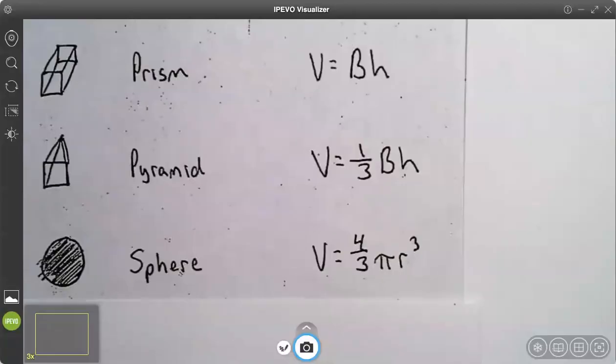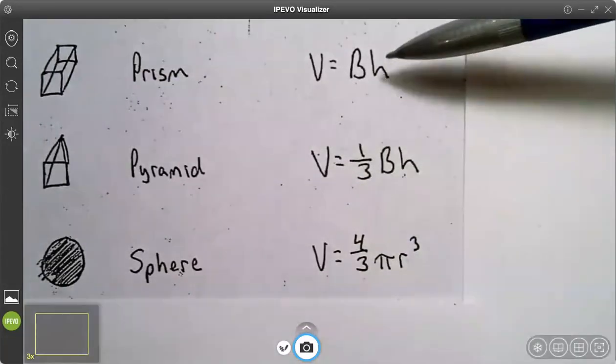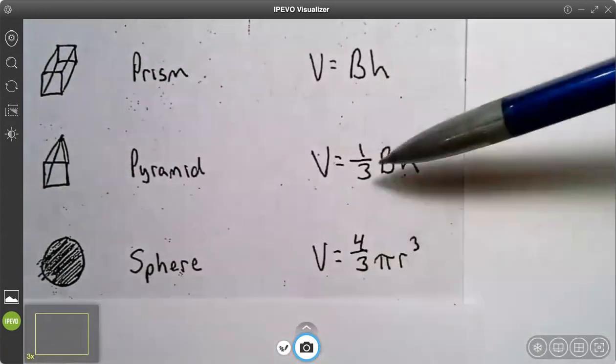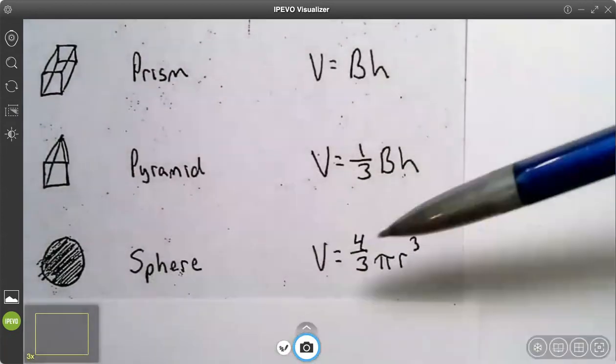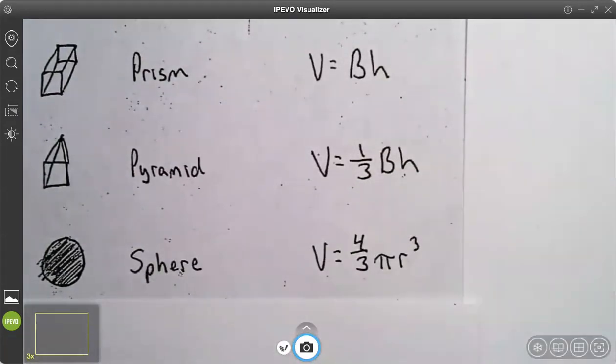So here are the 3 volume formulas that we've used so far. Prisms, big BH, big B is the area of the base. Pyramid, 1/3 big BH. And a sphere, 4/3 pi r cubed. You can memorize them, or you can put them in notes that you're allowed to use on a test. Thank you.